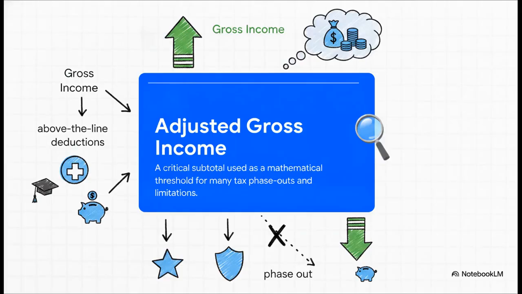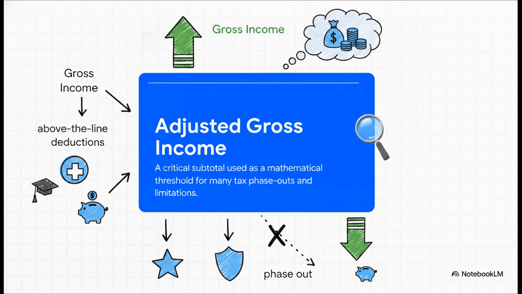Moving right along to Section 2, the tax calculation formula, or as I like to call it, the calculation cascade. So, for individual taxpayers, getting from your gross income to the final tax owed, it's a highly rigid sequence. Every step depends on the last. And before we map out that full journey, we absolutely have to highlight the real MVP of the tax return, adjusted gross income, or AGI.